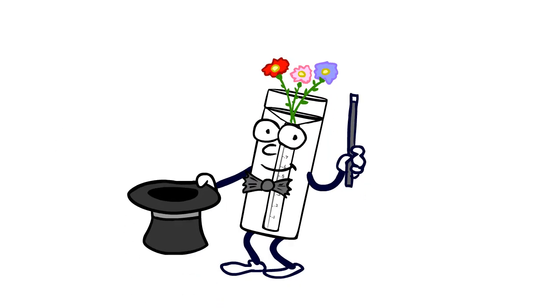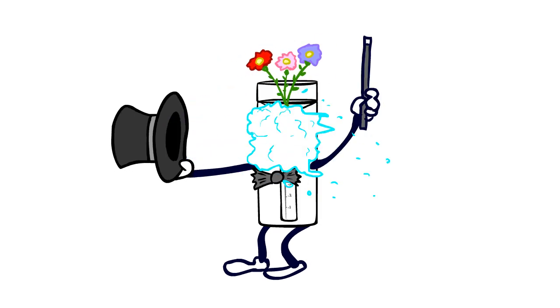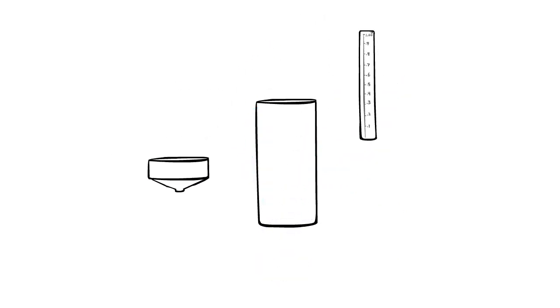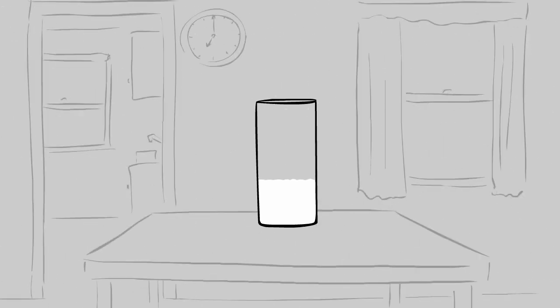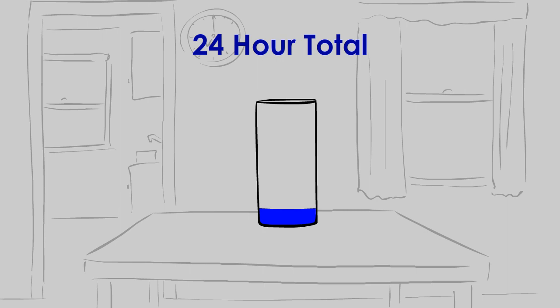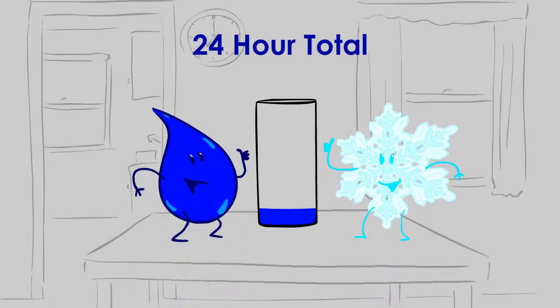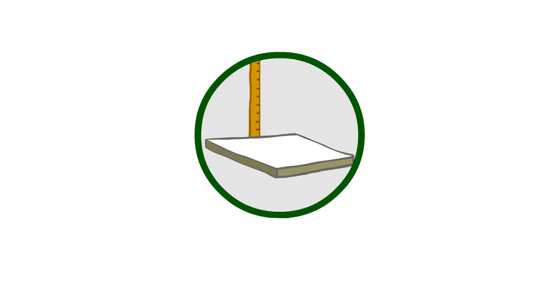The gauge also has one more trick up its sleeve: snow. By removing the funnel and inner tube, the new snow falls into the outer cylinder, allowing you to then melt and measure whatever lands in the gauge. The 24-hour amount measured can be a combination of rain and melted snowfall. This brings us to our next tools.